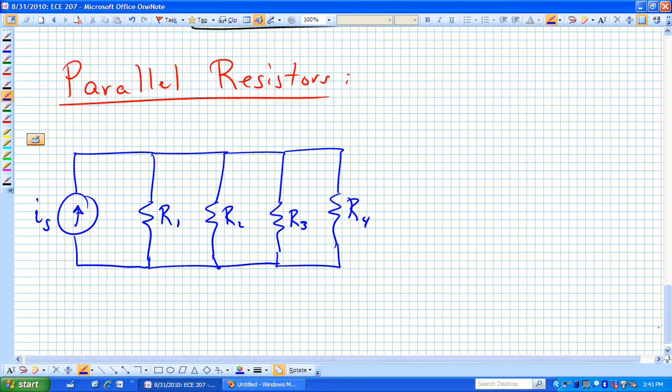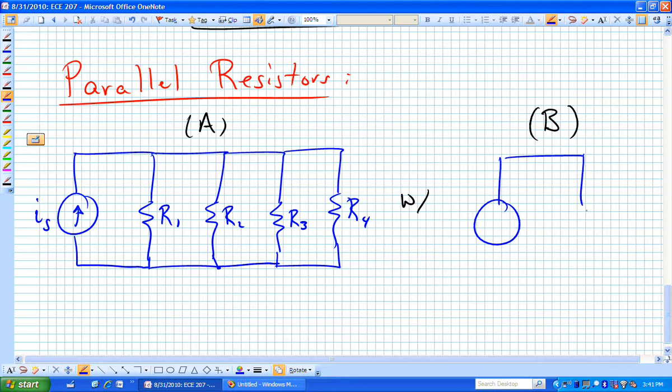Let's call this circuit A, and let's again say that we want to replace circuit A with circuit B, where circuit B has been simplified to have an equivalent resistor. And hopefully you know that this R equivalent, we've now erased the earlier one. This is not the same resistor necessarily as what we had in the last example when they were in series.